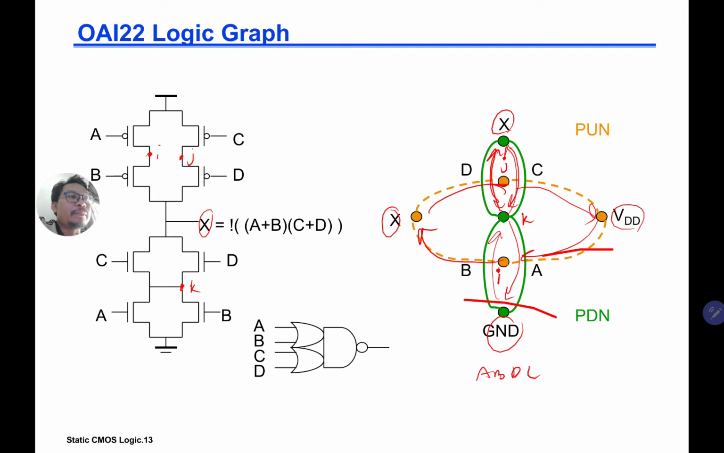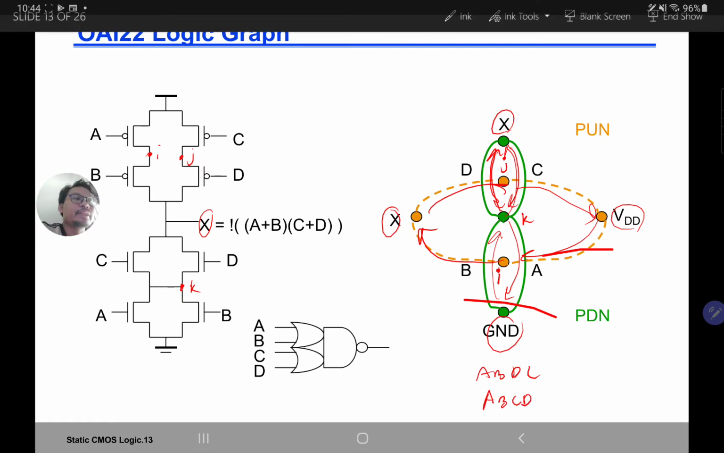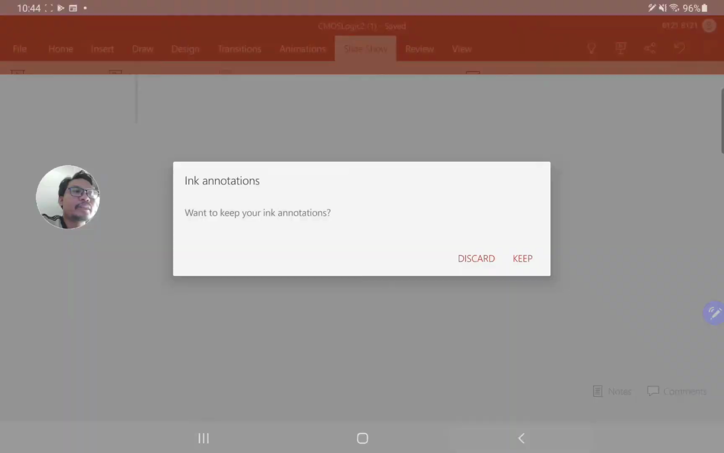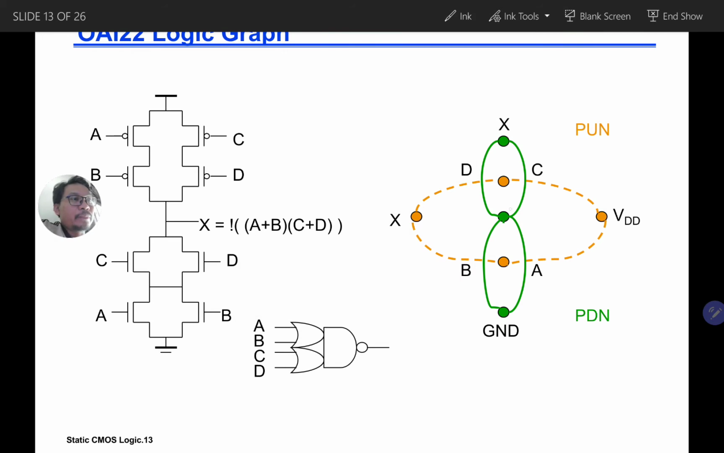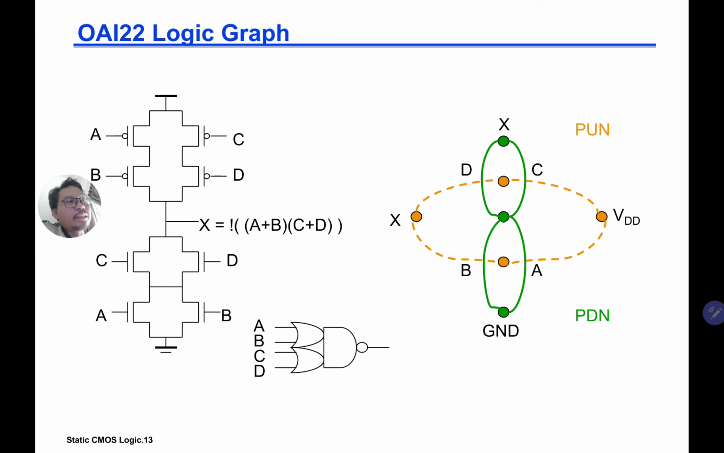So for example, ABDC, ABCD can also be a consistent Euler path. Let's have a look for ABCD. So that. So ABCD is good for the NMOS. Okay, so ABCD might not be good for the PMOS. So let's see, ACDB. Okay, ACDB works.